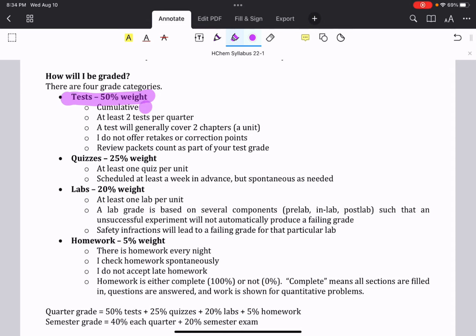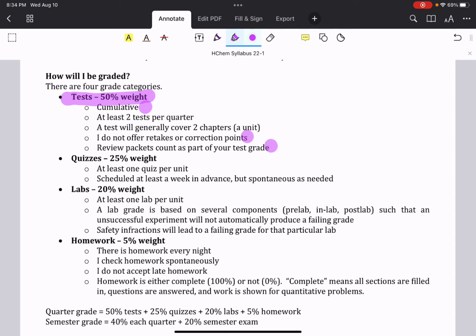Tests are cumulative because chemistry is cumulative, right? There's nothing I can do about that. We have at least 2 per quarter. A test covers a unit, which is typically 2 chapters. I do not offer retakes or correction points because, again, we have done so much practice up to that point.